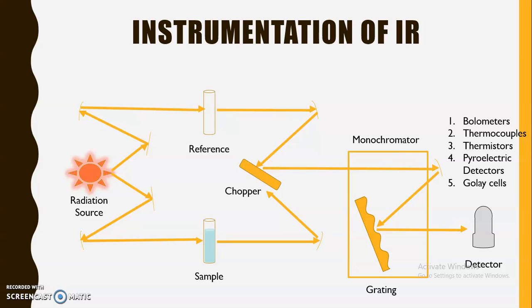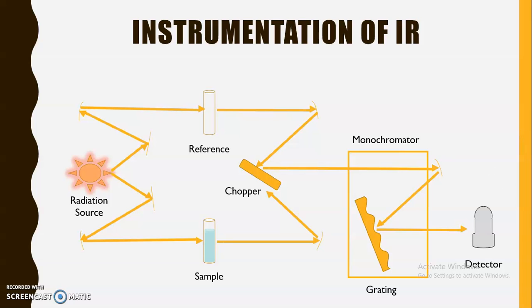So these are the important detectors. A few other detectors are also there, but I will discuss only these 5 detectors in the instrumentation of IR. These detectors we will discuss in detail in the latter part of the video. So in this way the working of the infrared spectrophotometer, or the working of IR spectroscopy, is carried out. So this is about the working of the IR spectrophotometer.